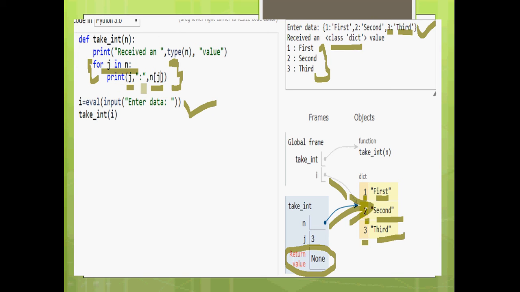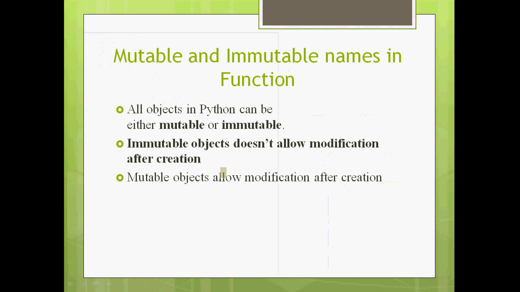We are just printing the thing inside the function itself. Now, mutable and immutable names in function. How you send a mutable type, what change will it make? Is there any way you can make any change in it? No, it is not possible.